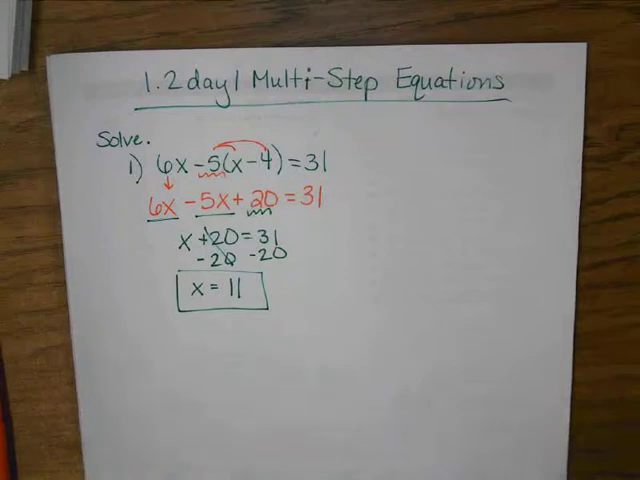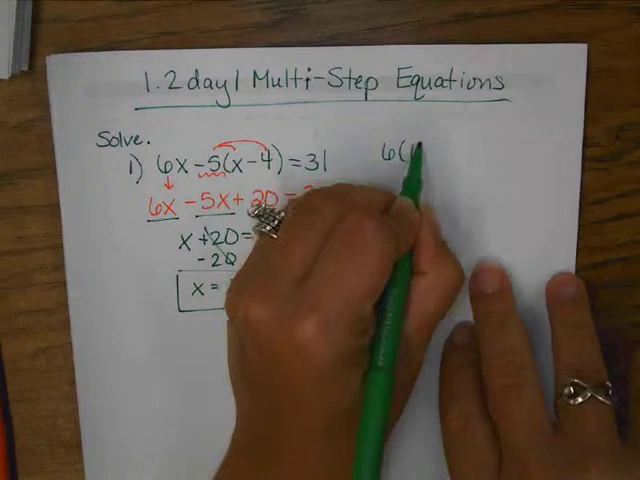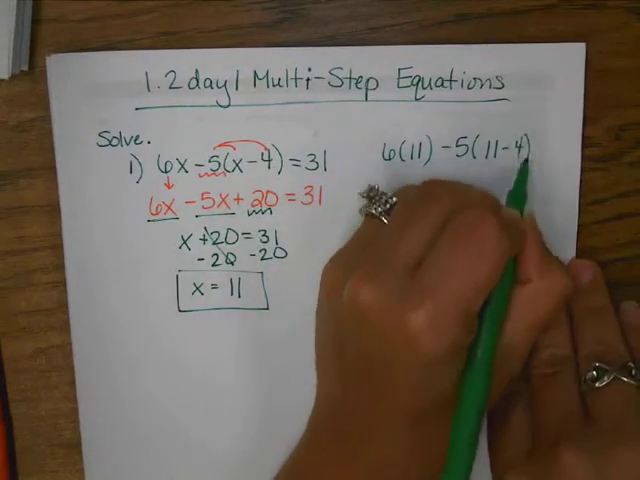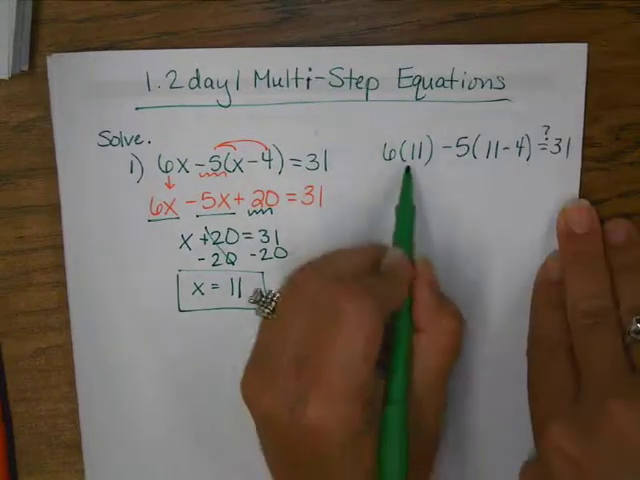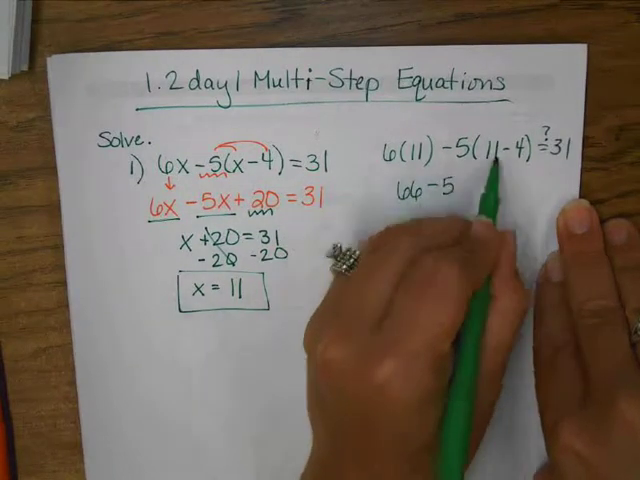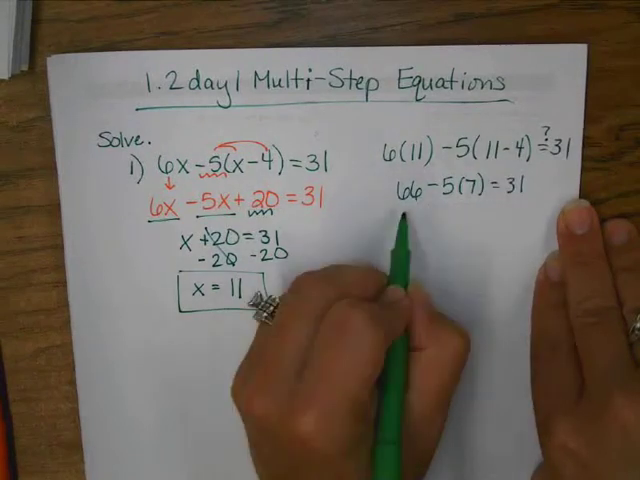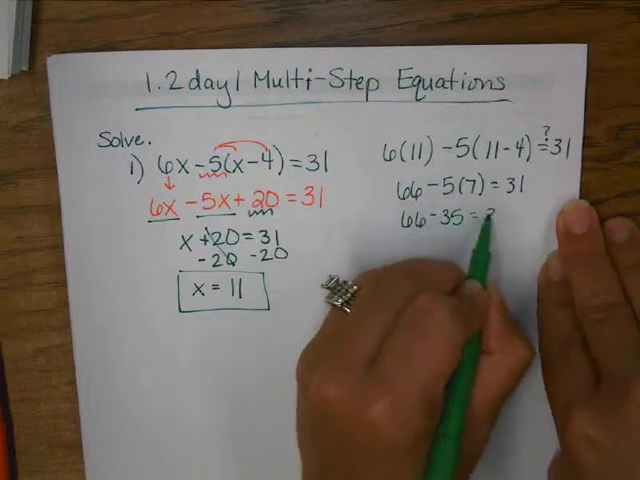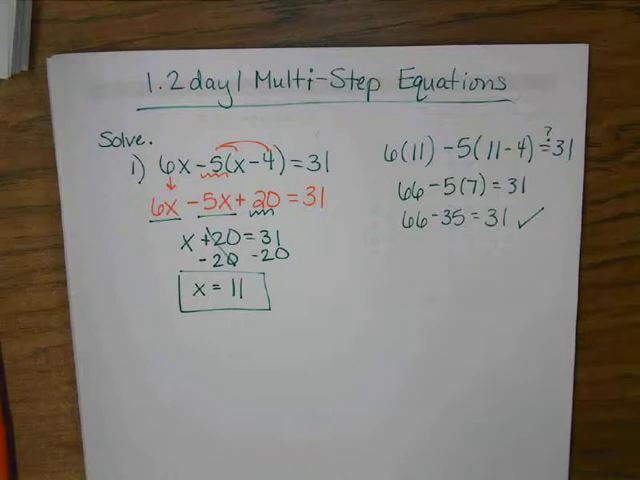Okay, you can go back and check. You can plug this in. 6 times 11 minus 5 times 11 minus 4, and we're asking, does that equal 31? 6 times 11 is 66 minus 5. 11 minus 4 is 7. 66 minus 5 times 7 is 35. Does that equal 31? Yes, it does. So that is a correct solution.